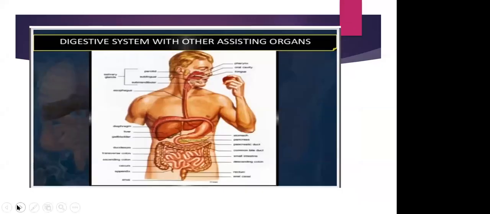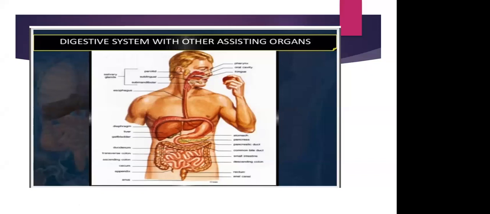Next, the digestive system with other assisting organs. What are the other assisting organs here? We already discussed the associated glands. What are the associated glands, children? Salivary glands, liver, pancreas. Where are the salivary glands present here? Salivary glands are present in the region of the mouth. Below the tongue, beside the tongue, we can find 3 pairs of salivary glands.